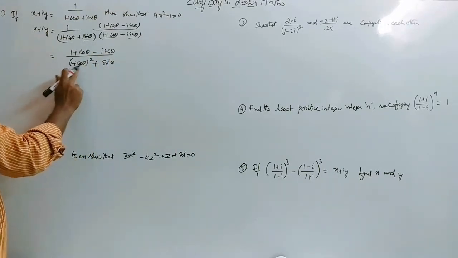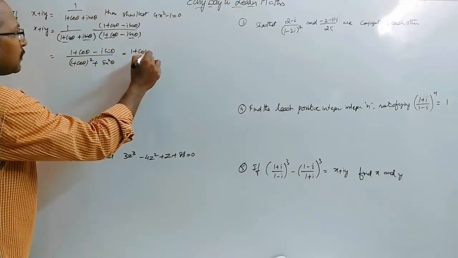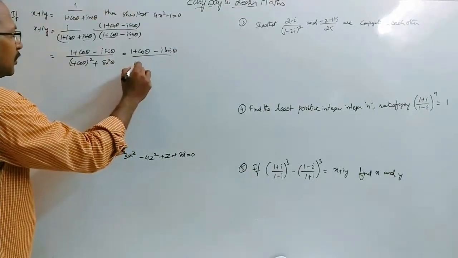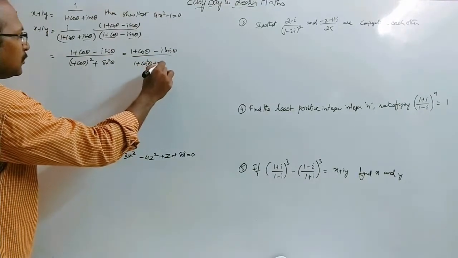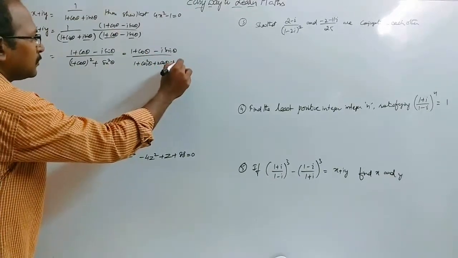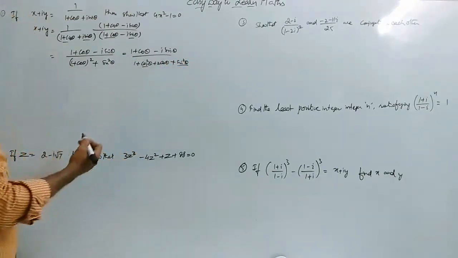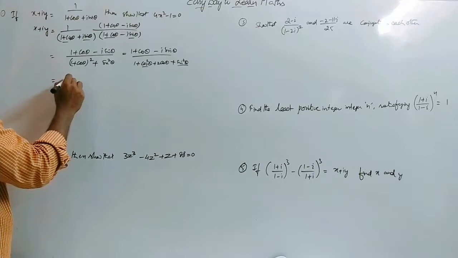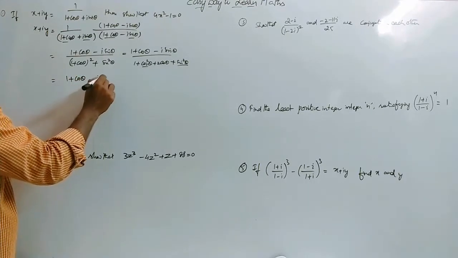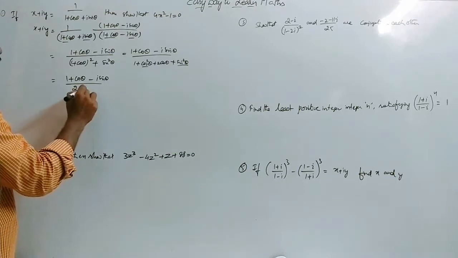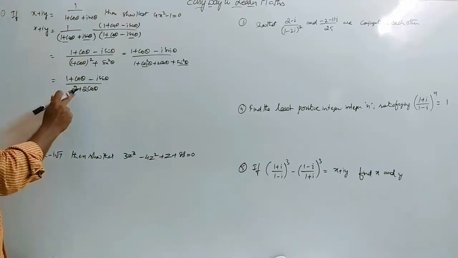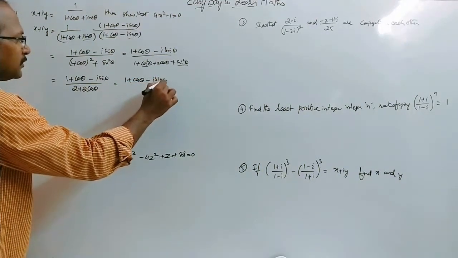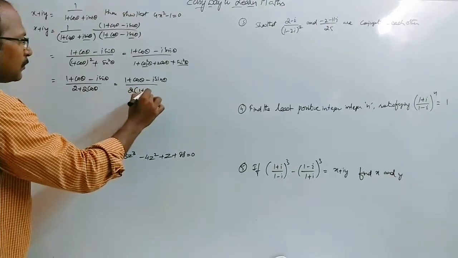Now let us expand. That is equal to (1 plus cos theta minus i sin theta) by (a plus b) whole square, a square plus b square plus 2ab, plus sin square theta. Here sin square theta plus cos square theta is 1. Here already 1 exists. Therefore 1 plus 1 is 2. Therefore that is equal to (1 plus cos theta minus i sin theta) by (2 plus 2 cos theta). Again let us take 2 common. That is equal to (1 plus cos theta minus i sin theta) by 2 into (1 plus cos theta).